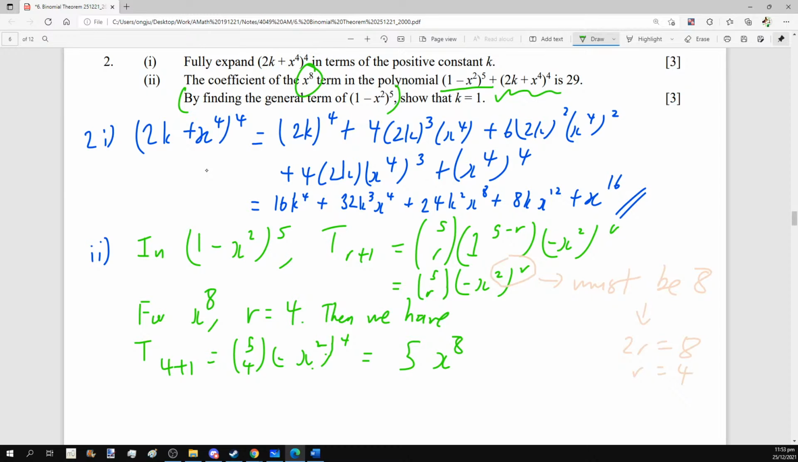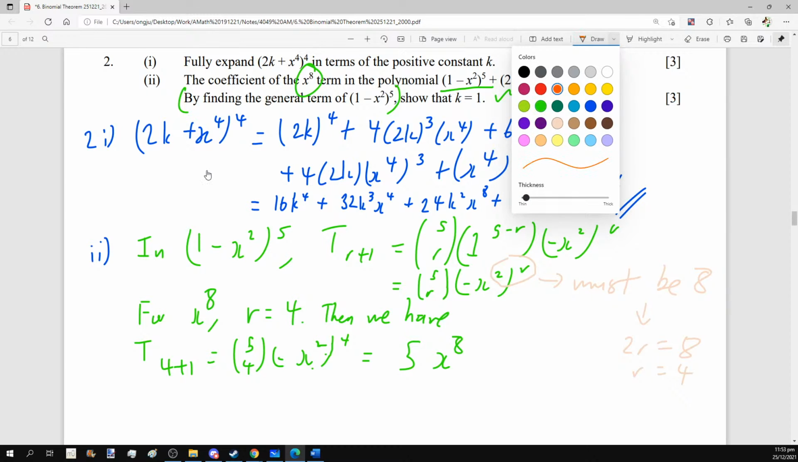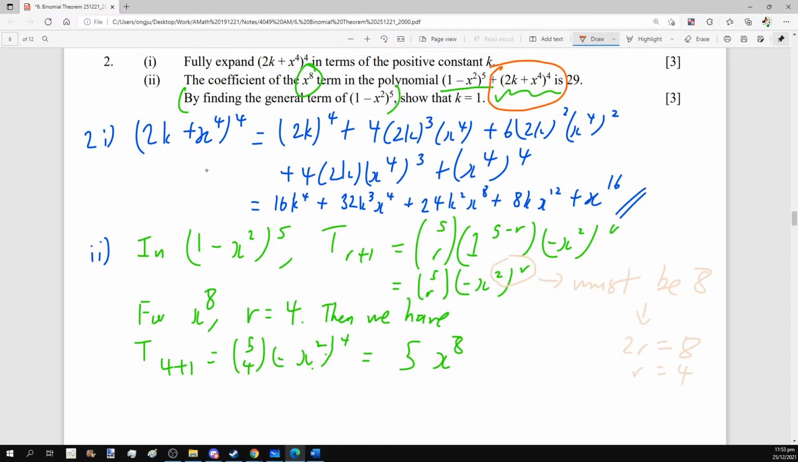Now, the coefficient of x to the power of 8 inside the sum of these binomials is 29. And that means that the x to the power of 8 term from the part 1 person, the green zigzag person, from this guy, the x to the power of 8 person, which is here, must add up with our 5x to the power of 8 over here in order to get the value described in the question, which is 29.